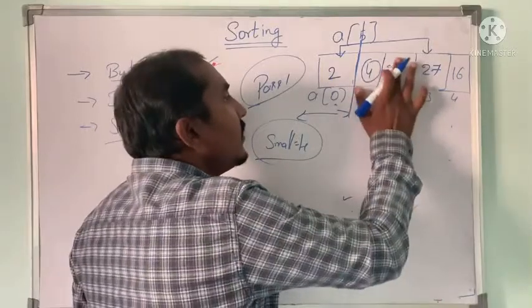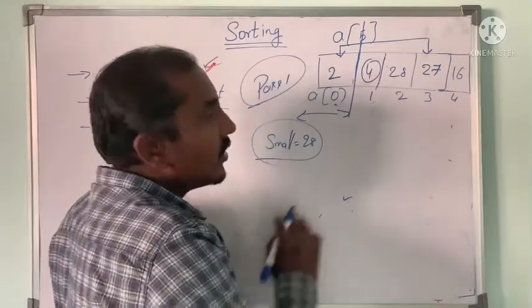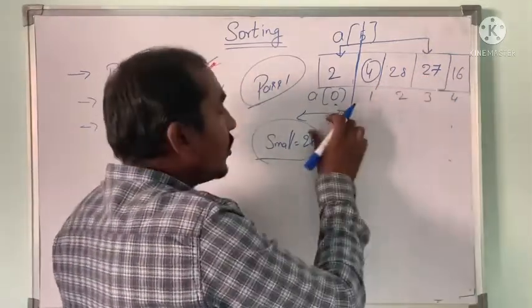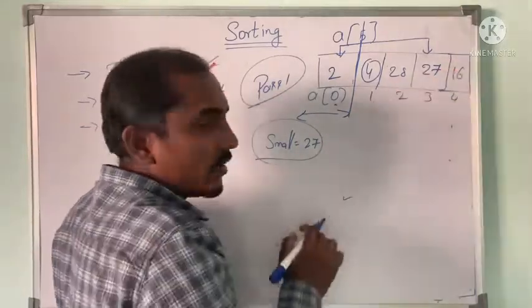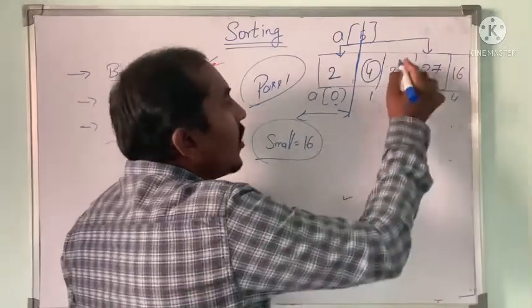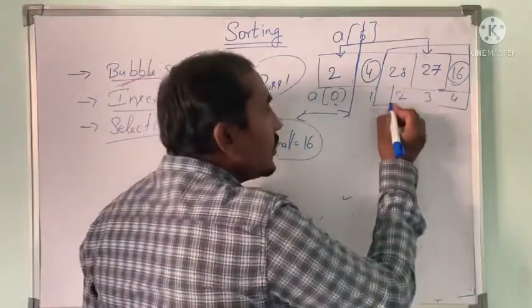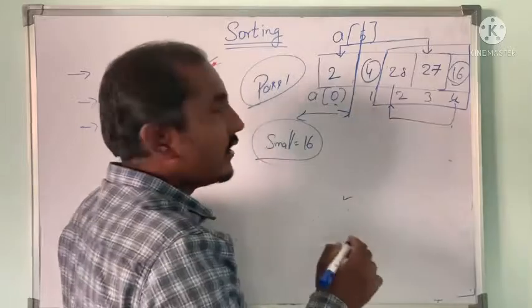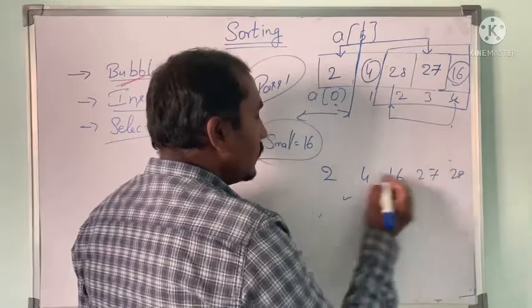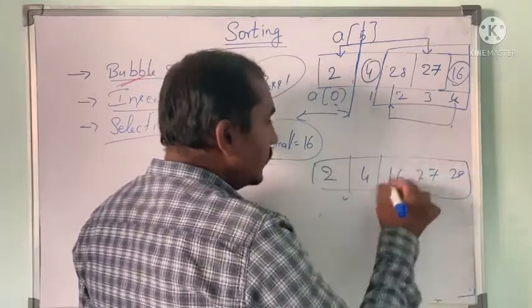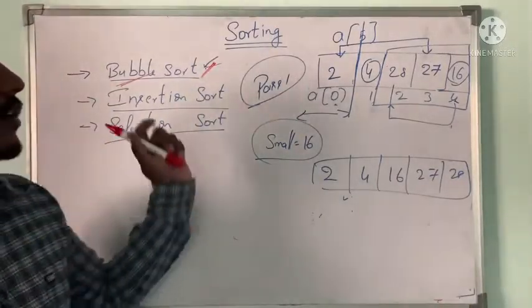Then again, next we are going to compare 28. So next 28 will be the smallest element. 28 will be compared with 27. Now the smallest element will become 27. And again 27 will be compared with 16. The smallest element will be 16. Out of these 3 elements, the smallest element is 16. So then these 2 elements will be exchanged. In that case, I will get the result as 2, 4, 16, 27 and 28. So this will be the result once the elements are sorted.